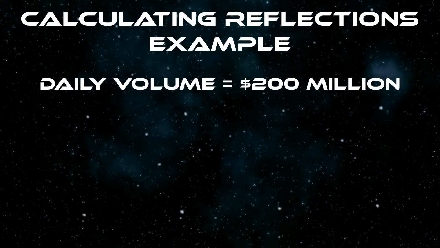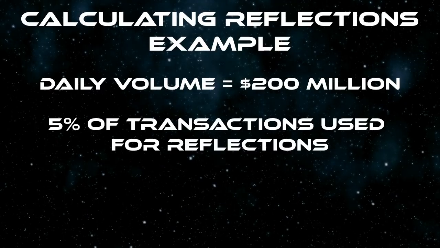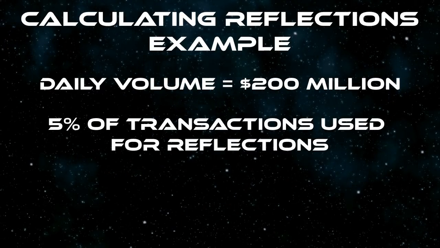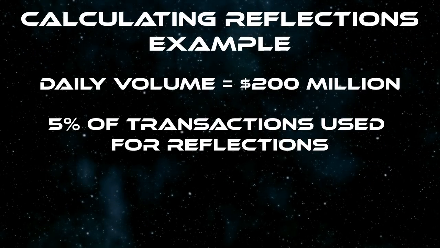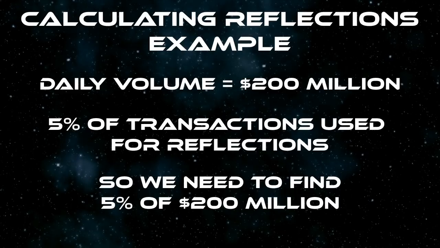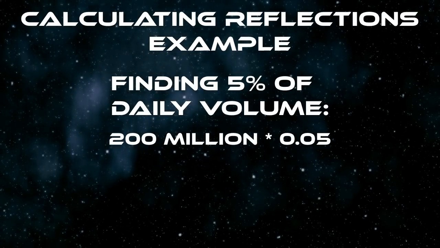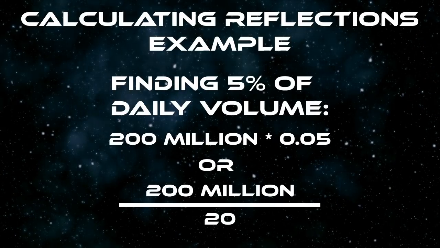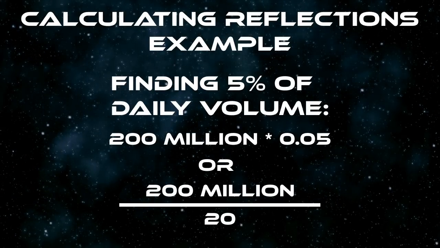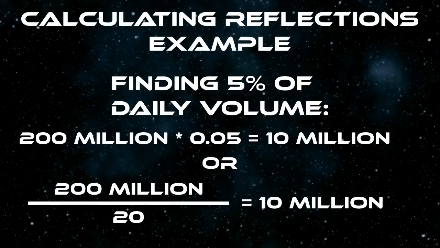We would then need to determine what amount of that daily volume was used for reflections. We know that with Safemoon, 5% of all transactions are used for reflections. So to find out how much of the $200 million of daily volume is used for reflections, we would need to find out what 5% of $200 million is. We can determine this by one of two ways. We can either multiply 200 million by 0.05, which is the decimal representation of 5%, or we could divide 200 million by 20, as 1/20th is the fractional representation of 5%. Solving this using either method will result in the same answer of $10 million.